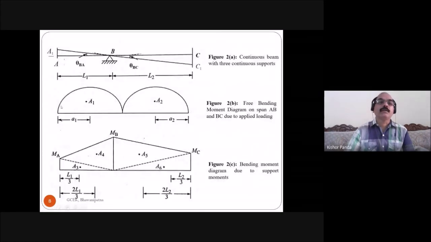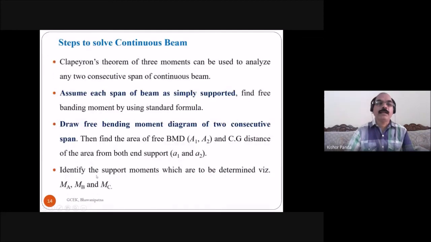Here, for span AB, for the free bending moment area, you take the moment about this side, and for span BC, for the free bending moment area, you take the moment about C. Then identify the support moments which are to be determined, that is MA, MB, MC. There are three moments and three supports, MA, MB, MC, but you have to identify which moment is zero and which moment is not zero. Because if the end is simply supported, then there is no moment. So the moment you have to take as zero.